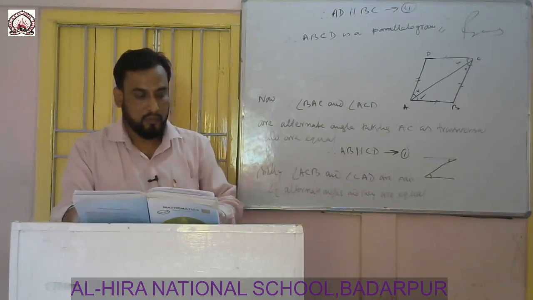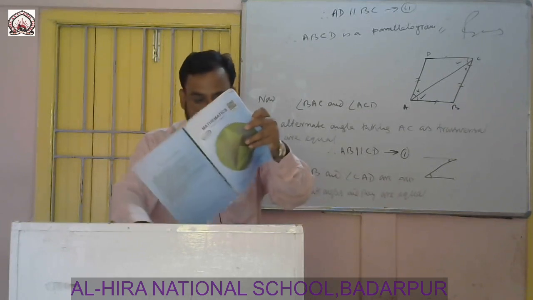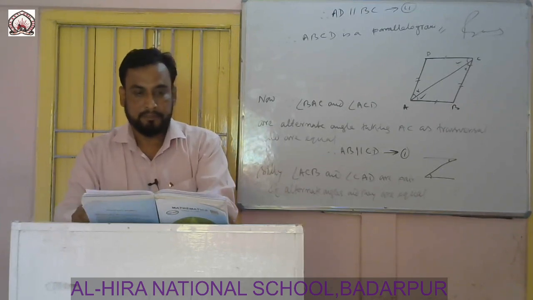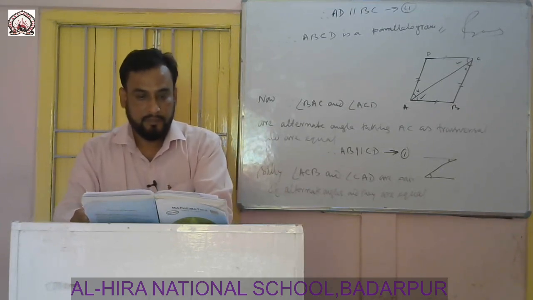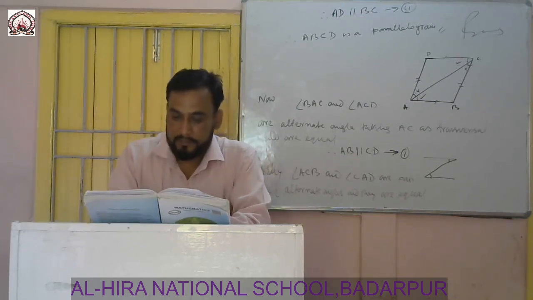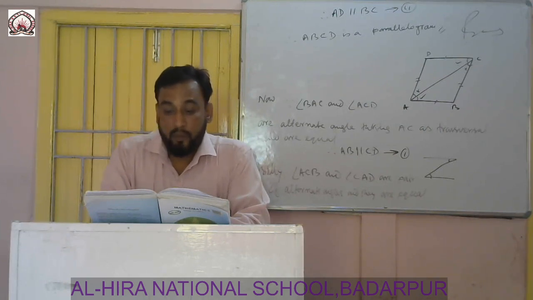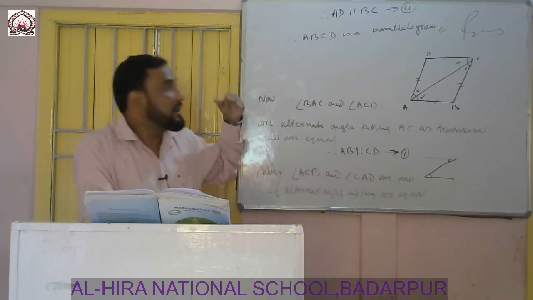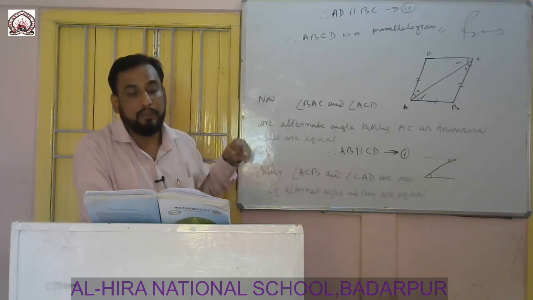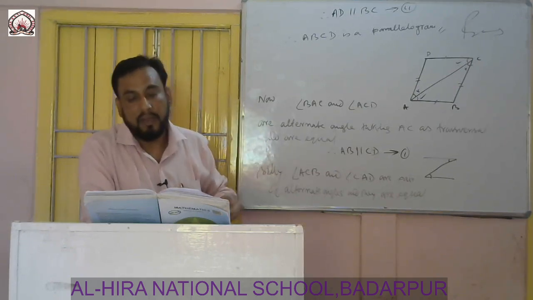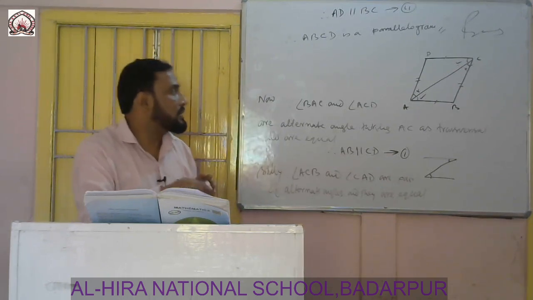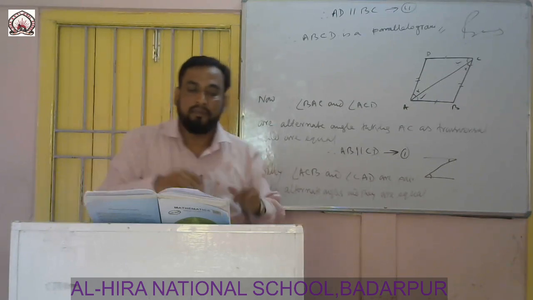With this we will try to do page number 163, theorem 8.4. In a parallelogram, we have to prove that opposite angles are equal. Just as we proved that opposite sides are equal in theorem number 8.2, now we will prove that opposite angles are equal. It is similar to this one, with a bit of difference.